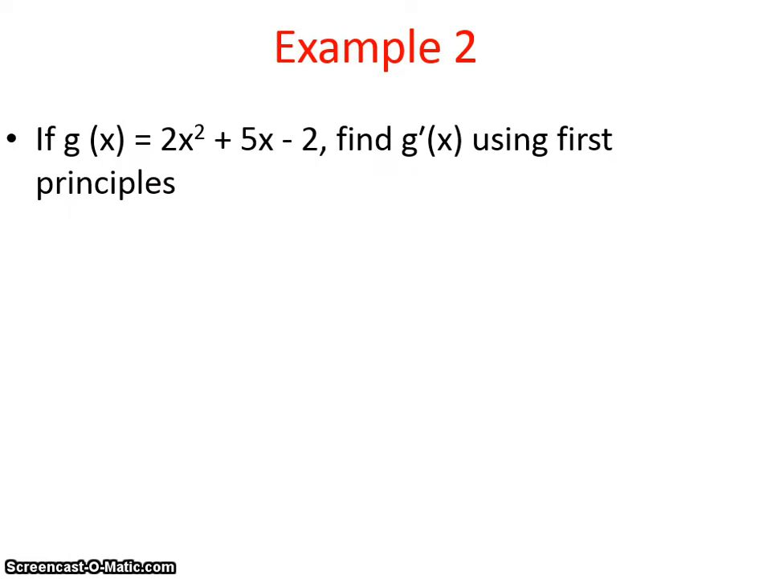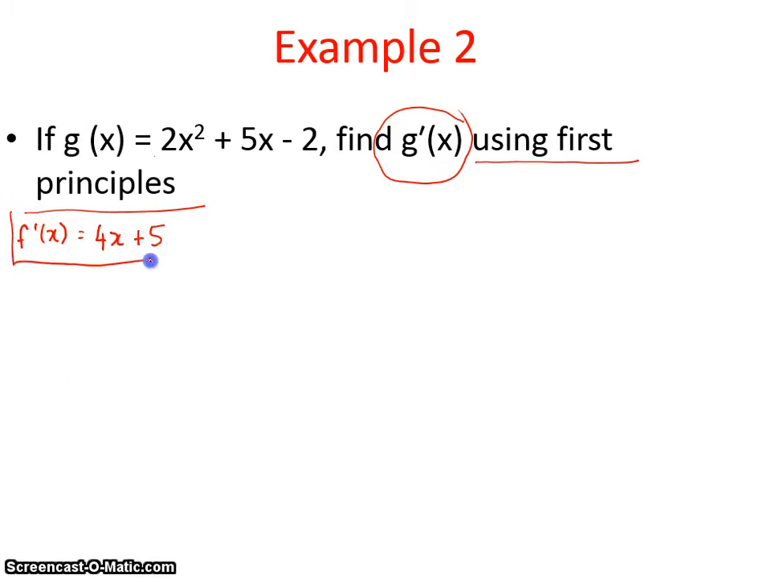Let's have a look at this example now. Similar, we have this function here, 2x squared plus 5x minus 2, and I'm going to differentiate this using first principles. I'm going to find g dash x, which we know is the derivative function. Now again, if I was using the quick differentiation rule, I know that the final answer I should get for this is going to be 2 2's are 4, so it'll become 4x plus 5.